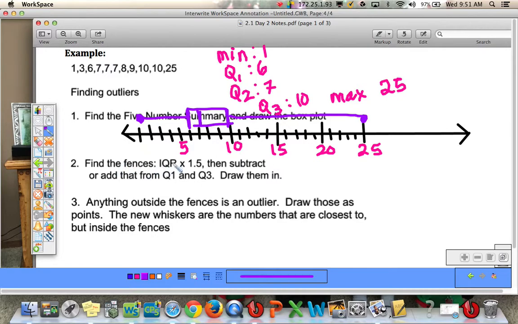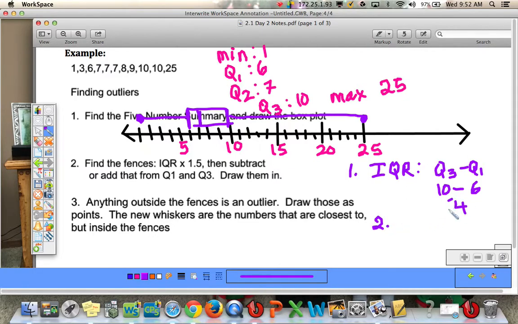So find the fences. To do that, find the IQR, multiply it by 1.5, and then subtract or add that to Q1 and Q3, and draw them in. Okay, so here are the steps. Number 1, find the interquartile range. The interquartile range is Q3 minus Q1. For this problem, Q3 is 10, Q1 is 6. So our interquartile range is 4.